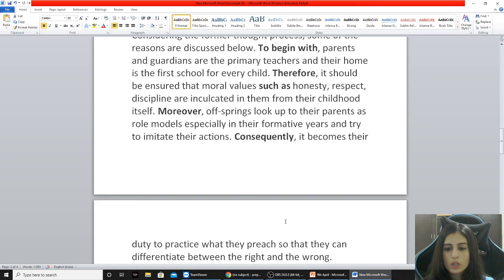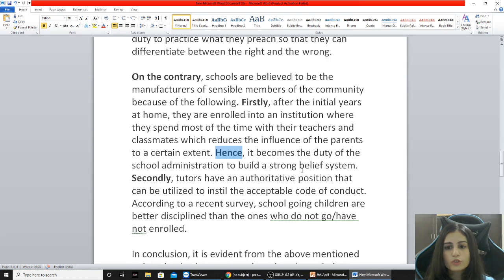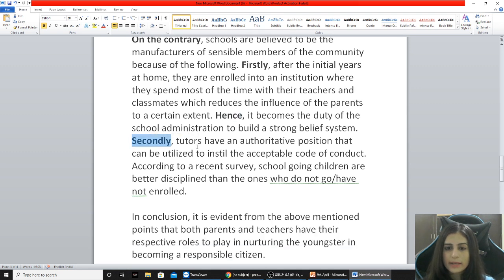So here we write, it becomes the duty of the school administration to build a strong belief system. Secondly, this is my second point, tutors have an authoritative position. Because they're strict and they have this position of authority, the teachers utilize this time to instill the acceptable code of conduct. According to a recent survey, now I'm giving an example, so this can also work as a connector. School going children are better disciplined than the ones who do not go. So this was the example given by Anu yesterday.